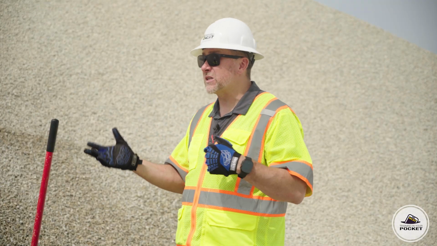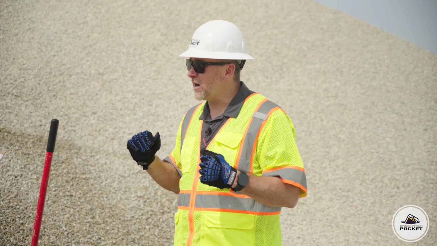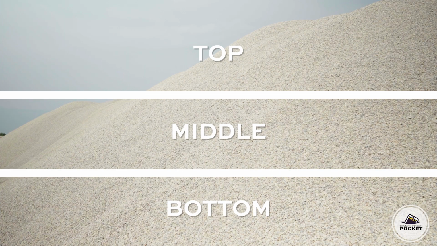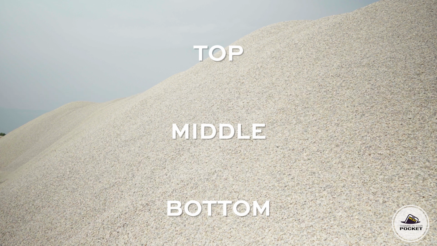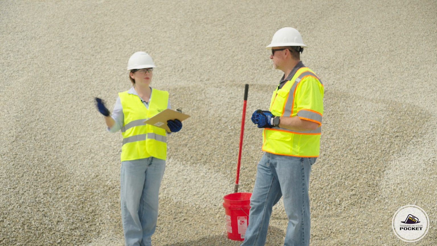No. So we need a representative sample that comes from this stockpile. So we're going to sample several locations around the stockpile. Some are going to be from the bottom third, from the middle third, and from the top third of the stockpile. Then we're going to combine all that material together to make one sample. Seems simple enough. What I don't understand is why we don't just use the loader.